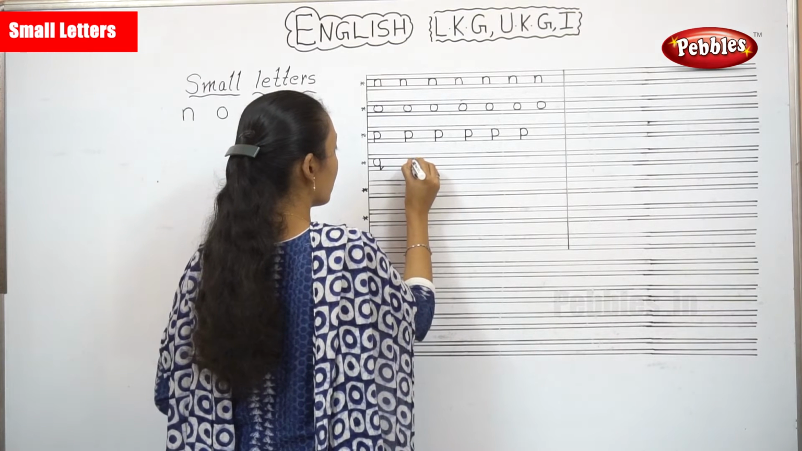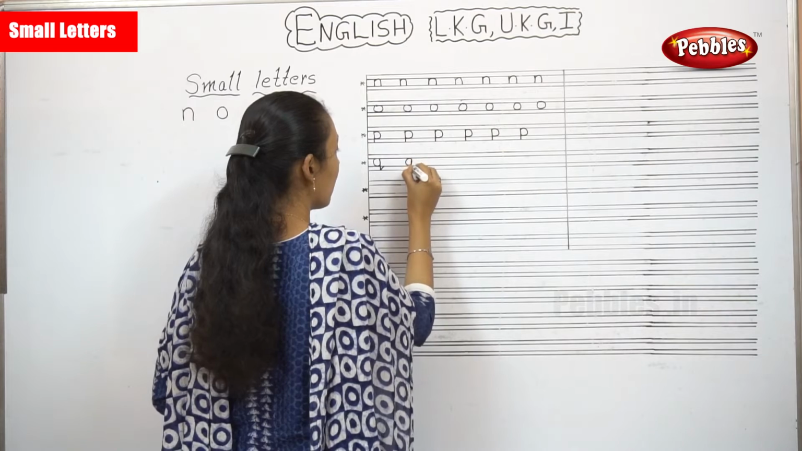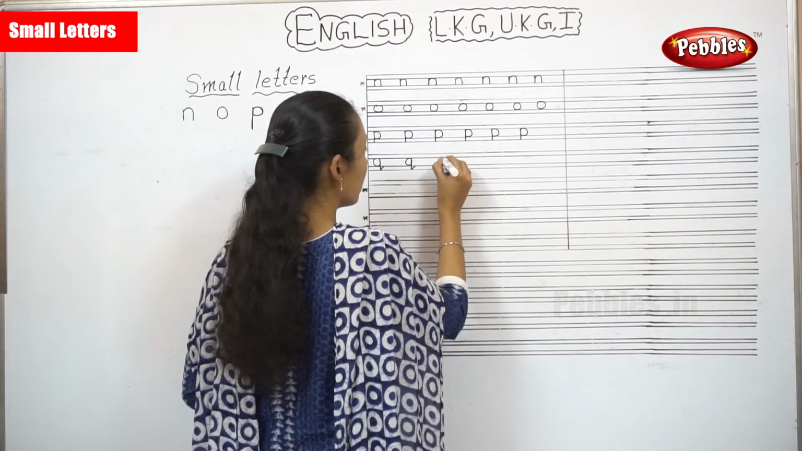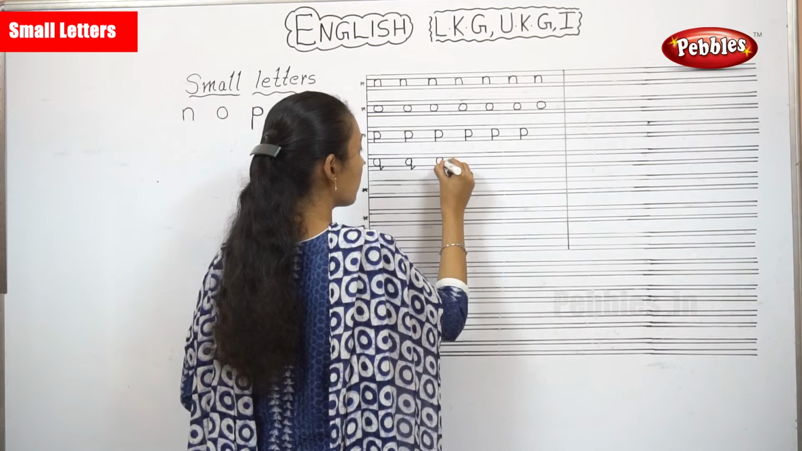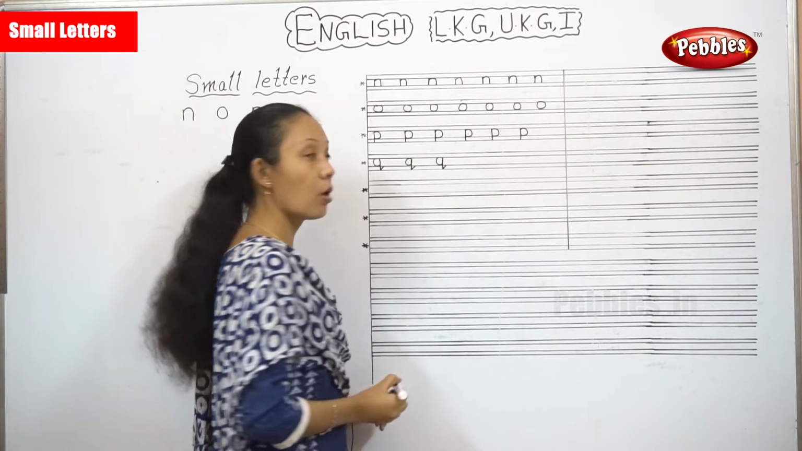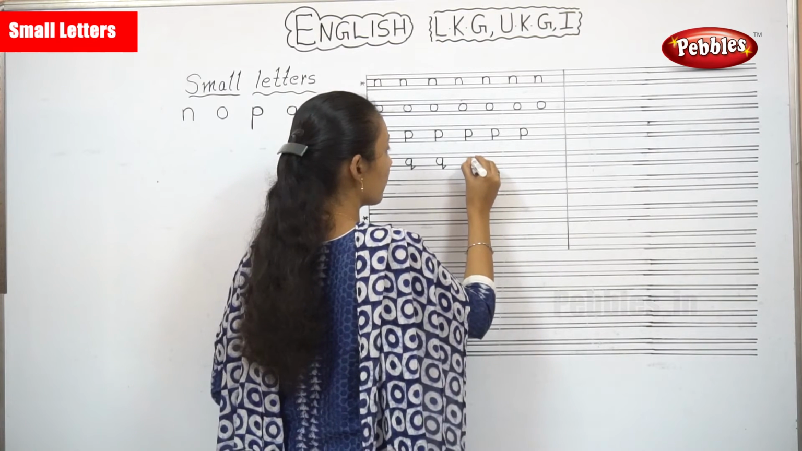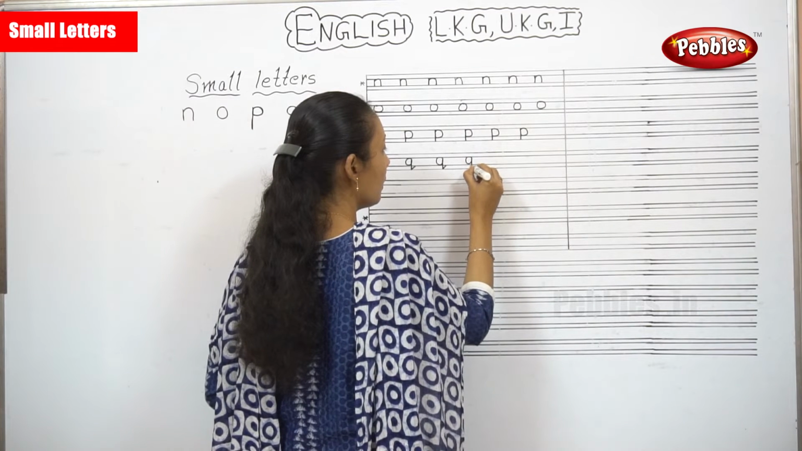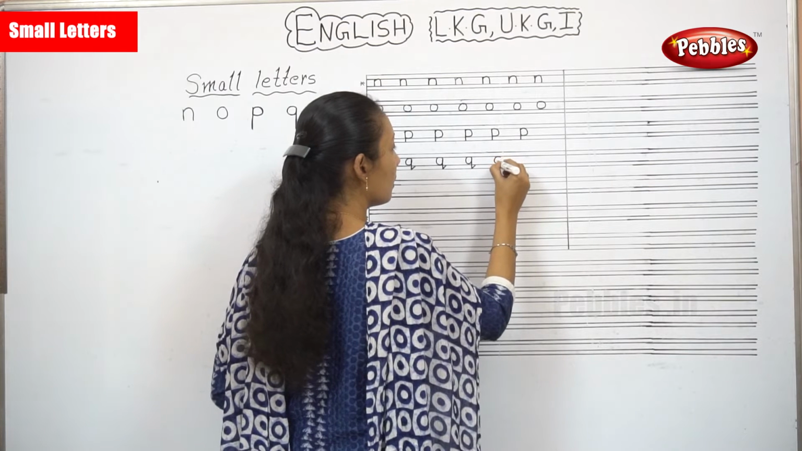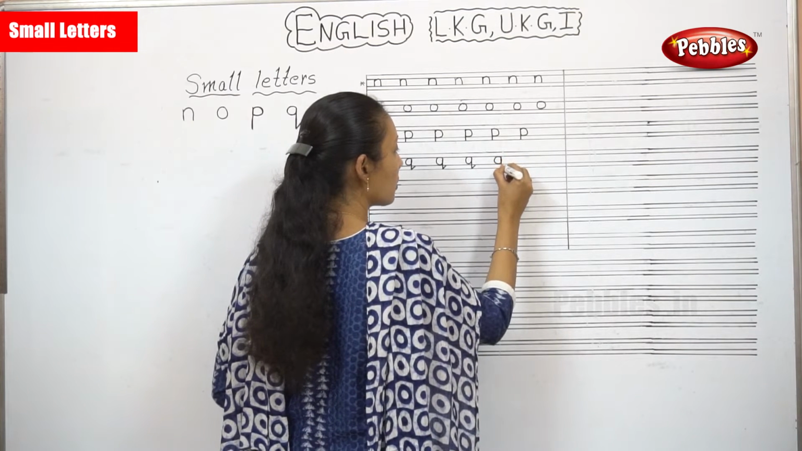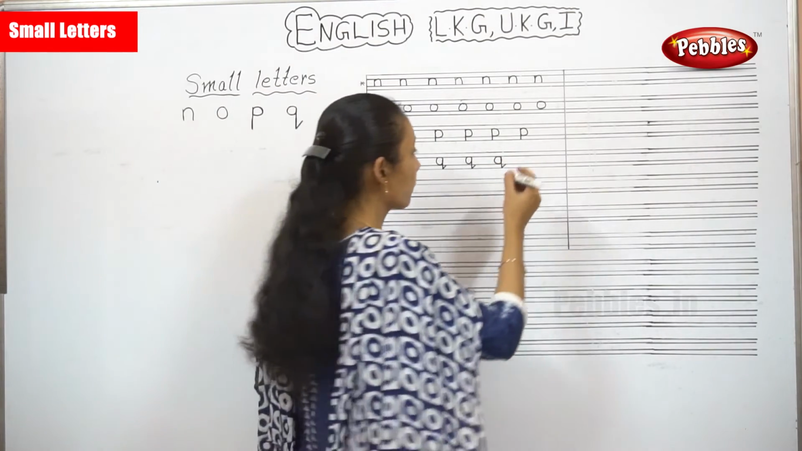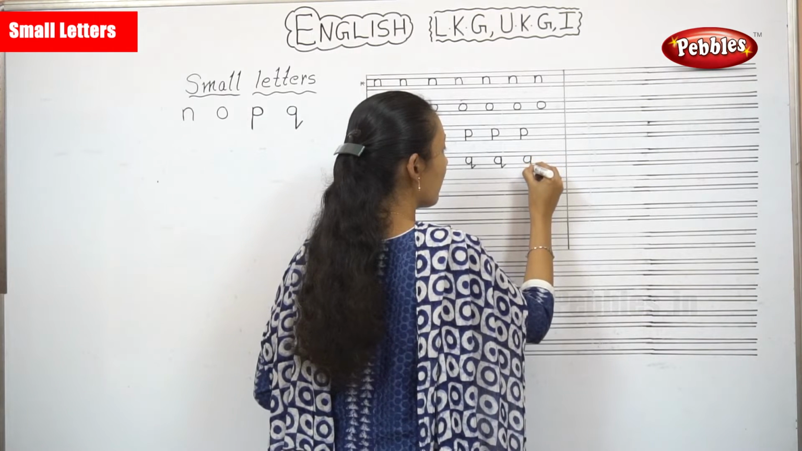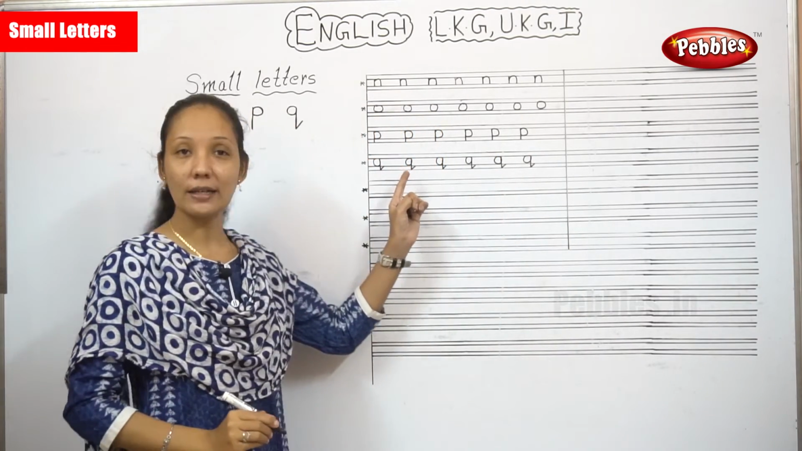Once again, your curve inside, come down, slanting line, small letter Q. Again, your circle, come down your straight line, and your slanting line, small letter Q. I want you to watch carefully, children, so you will know how we are supposed to write Q. Once again, your circle, come down your straight line, and your slanting line is small letter Q. Your circle, straight line, and your slanting line, you have small letter Q.